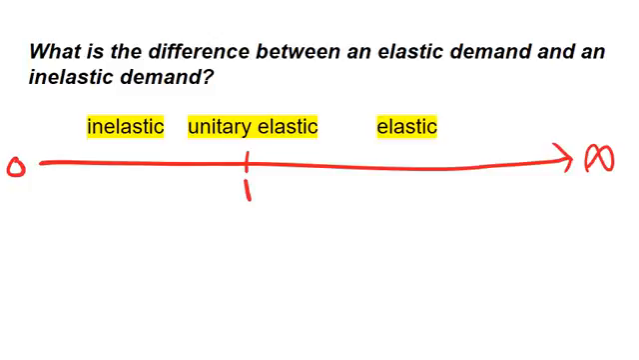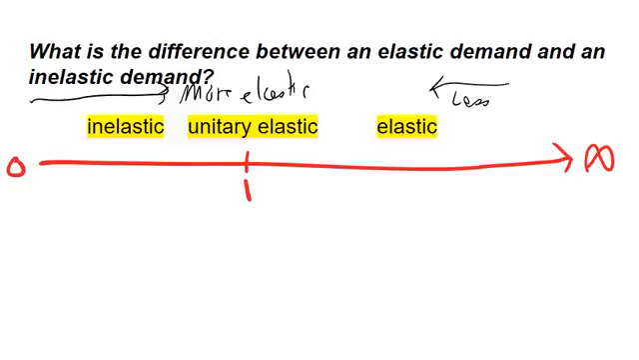But as the demand becomes more elastic, we move to the right along this number line. We become more elastic. And as we move to the left, it becomes less elastic. If we go, for example, from here, where we've got 4, down to 3, that means the demand has become less elastic.